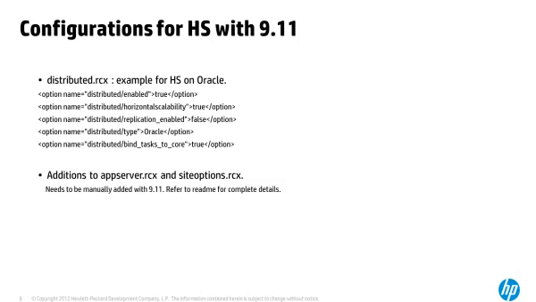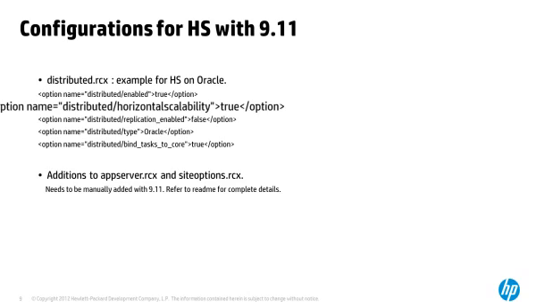Before getting into that, based on the feedback I got from the last session, what are the configurations we need to do for HS? What are the additional configurations you want to do for HS with 9.11? You know all the regular changes in the distributed RCX, but one important thing I want to call out is the one which just got highlighted. This is a new RCX option that we want to include in HS: distributed horizontal scalability true. This is part of the README, and also part of the new HS guide.